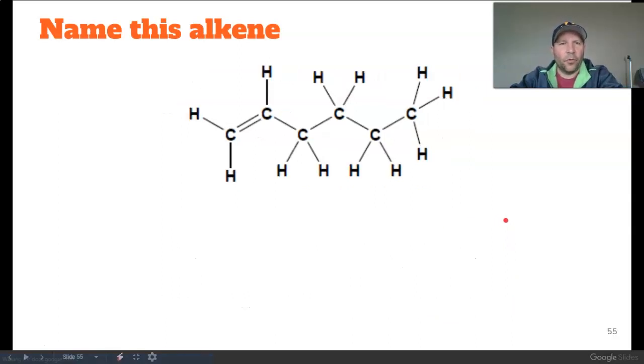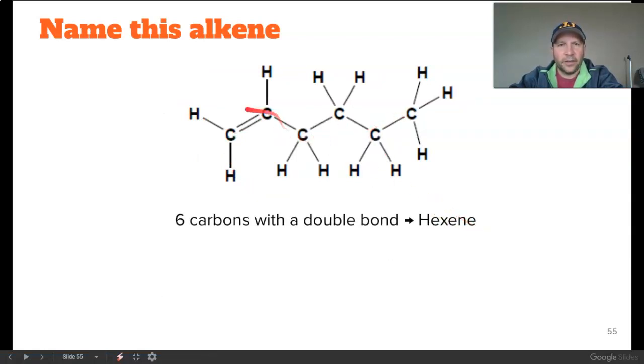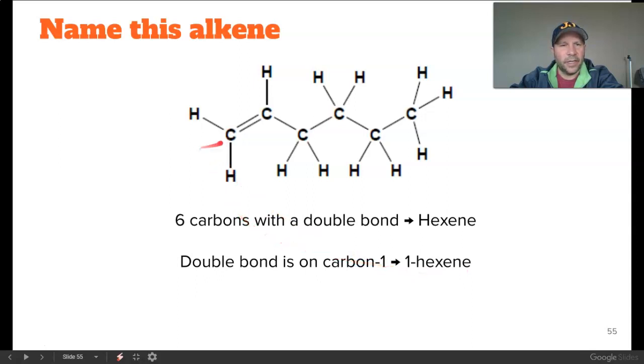Let's go name a few more of these things. Here's another one. Look, 1, 2, 3, 4, 5, 6. So this is based off of hexene. Notice it's ene right there. And this one's only coming off of carbon 1, so we just call it 1-hexene. And whenever it's coming off of carbon 1, we cannot give it a trans or a cis name, so we just still call that 1-hexene.